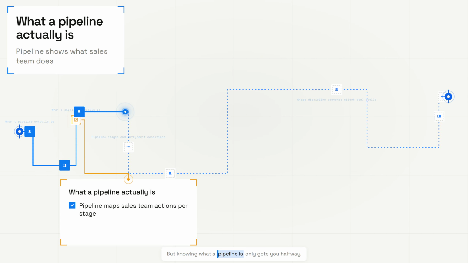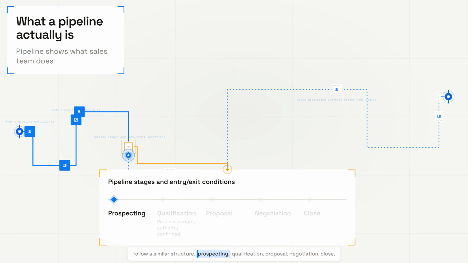But knowing what a pipeline is only gets you halfway. The part most teams get wrong is what goes on inside each stage. Most pipelines follow a similar structure: prospecting, qualification, proposal, negotiation, close. Sometimes you add a demo or a need assessment stage. The exact shape depends on your sales cycle. But here's what matters more than the labels.